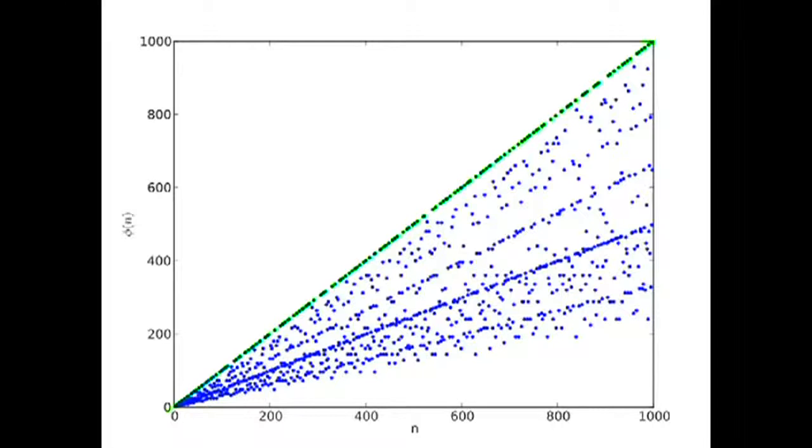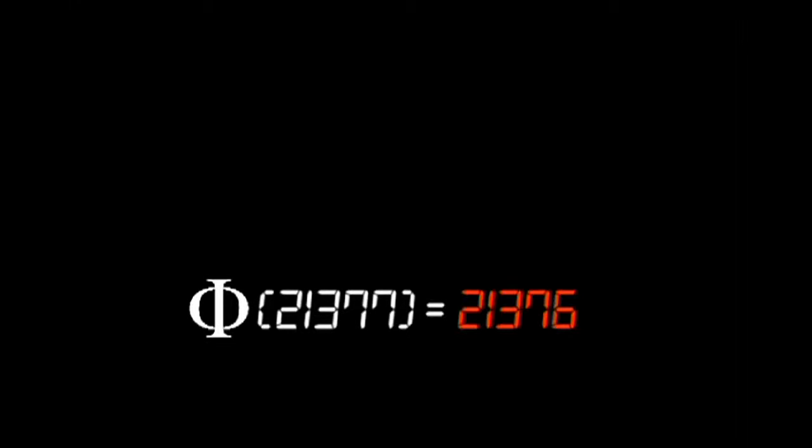Since prime numbers have no factors greater than 1, the phi of any prime number, p, is simply p minus 1. To calculate phi of 7, a prime number, we count all integers except 7, since none of them share a factor with 7. Phi of 7 equals 6. So if you're asked to find phi of 21,377, a prime number, you would only need to subtract 1 to get the solution, 21,376. Phi of any prime is easy to compute.